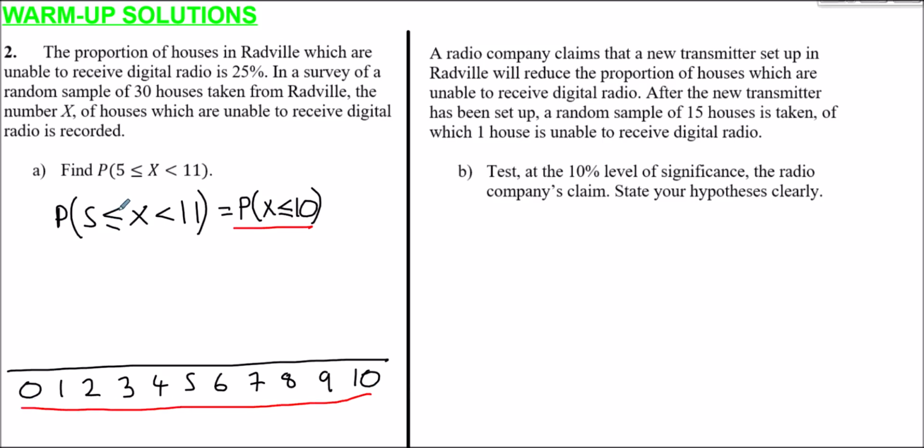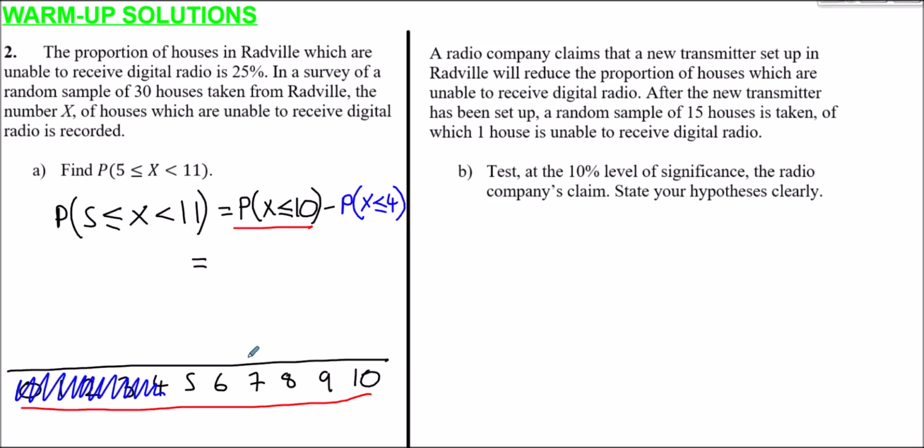But we want the smallest number of observed houses without radio to be 5. We don't want less than 5. So we don't want these here, 0, 1, 2, 3 or 4. So we need to take away from this the probability of observing 4 or fewer houses that don't have radio. So we need to just scrub off 0 to 4.